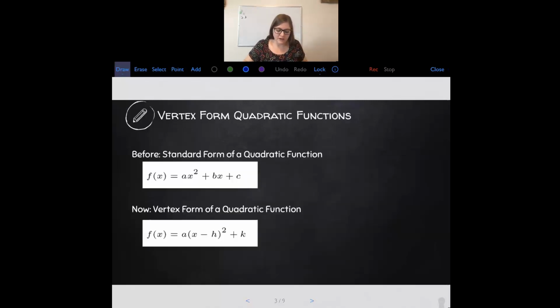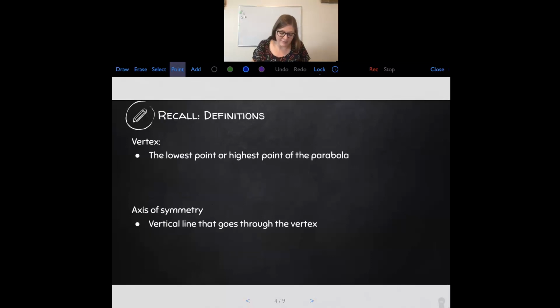Okay, so recall we talked about standard form of a quadratic function. Now we're going to talk about vertex form, where it's written in the form f of x is equal to a times (x minus h) squared plus k. So recall just some definitions. The vertex is the lowest or the highest point of the parabola, and the axis of symmetry is the vertical line that goes through the vertex.